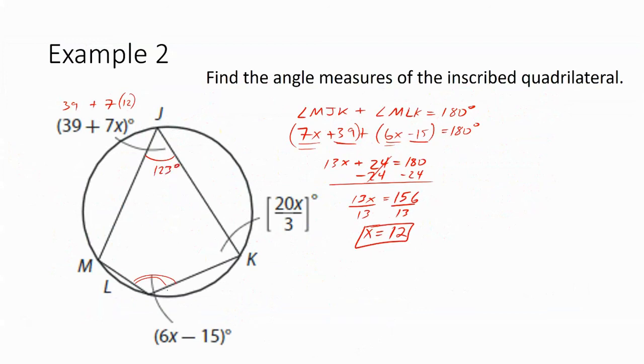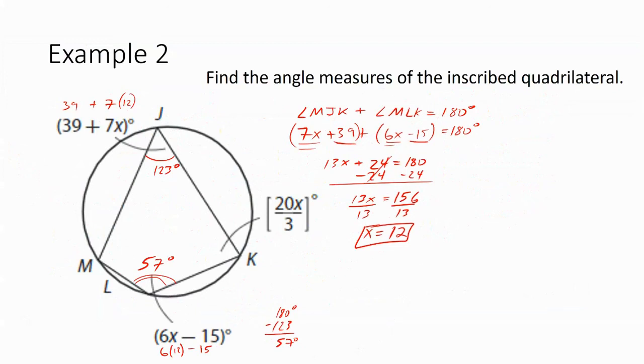Now, if you want, you could plug back in 12 for here. Or if you remember the property, you know that those opposite angles have to add up to 180. You already found the 123, so you can just subtract it, and you should be able to get 57 degrees. There we go. So that's 57.